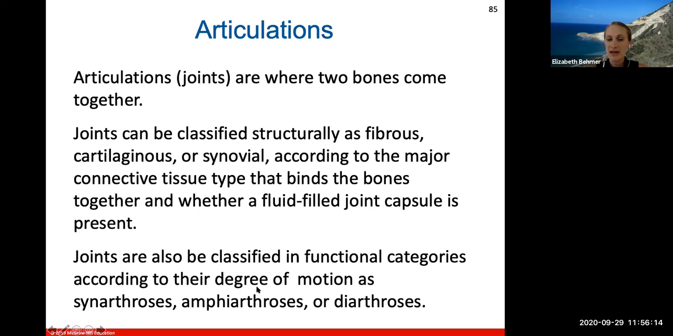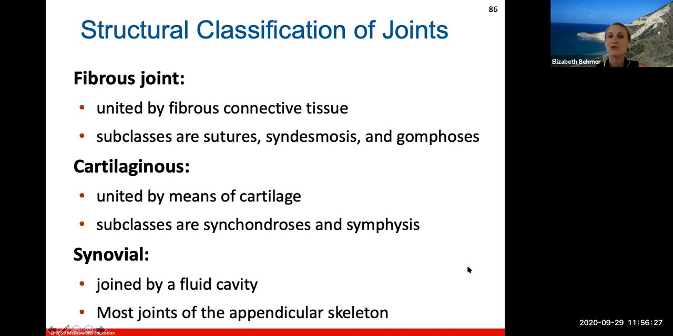Joints can also be classified into functional categories according to their degree of motion, as a synarthrosis, amphiarthrosis, or diarthrosis. And we'll talk about what those mean. So structural classifications, they can be fibrous joints. They are united by a fibrous connective tissue.